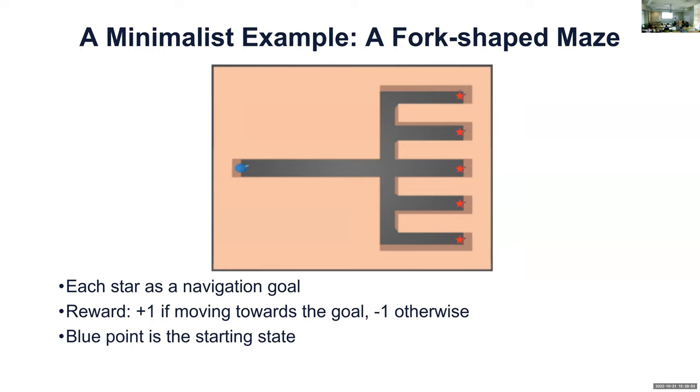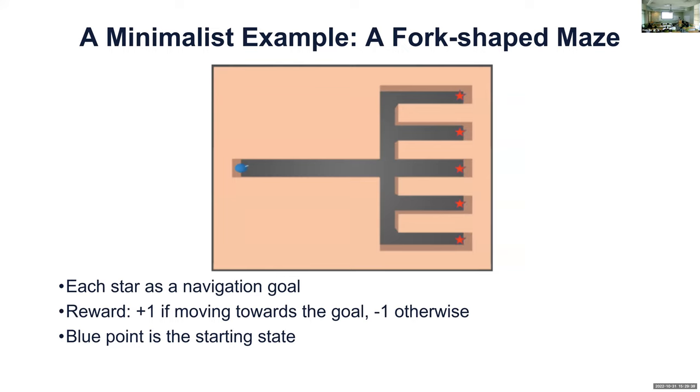very difficult. So this is a fork-shaped maze, okay? And you will start from the bullet point to navigate in the space, and you are required to reach one star, which is the goal. And here, the analogy is each goal is like a task, okay? And then while you are moving, you will receive a positive one if the movement is approaching the goal. But if you are taking the wrong direction, you receive negative one. Okay, that's the setup of the dense reward.